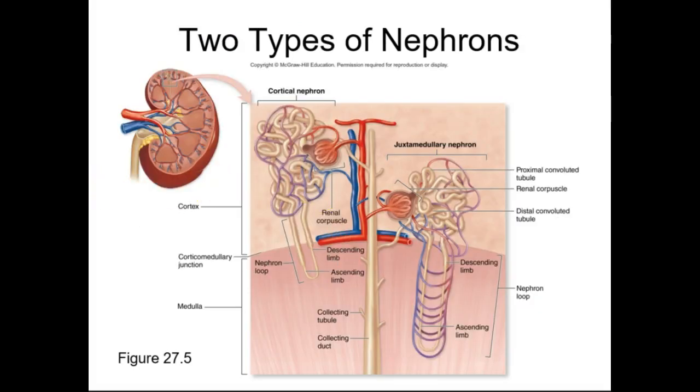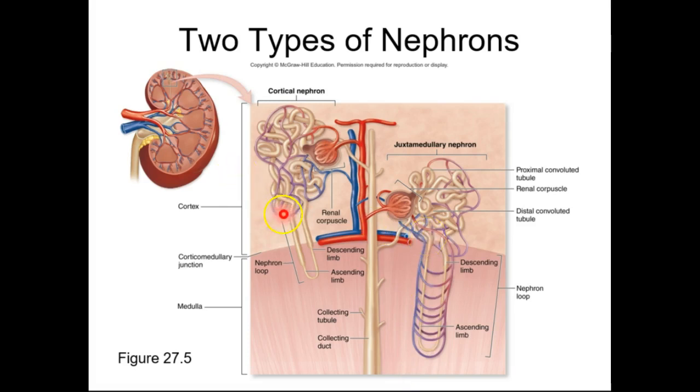Okay, two types of nephrons, cortical and juxtamedullary. And those are just ways of saying more of this filtration unit is located within the cortex, versus juxtamedullary means this will be right next to the medulla, and more of it dips into the medulla.